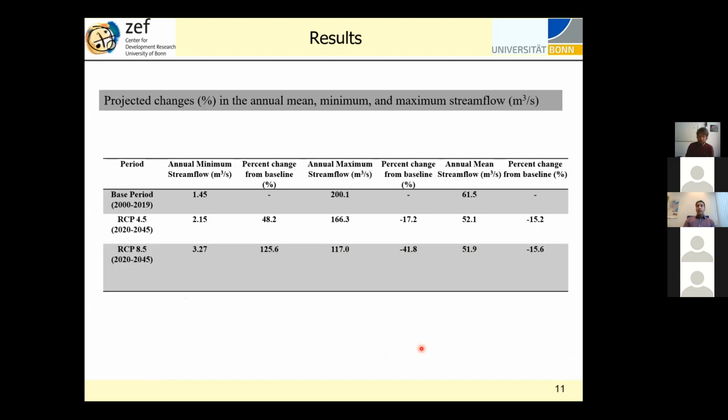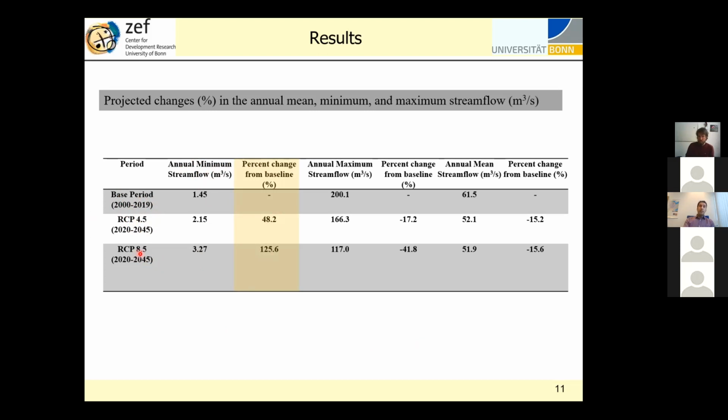Okay. The next thing is that we wanted to look at till 2045. What would be the annual changes that we should expect during this time, in the future scenario? Compared to the base period, under the RCP 4.5 scenario, around 48% increase was observed. For what? For annual minimum streamflow. So the annual minimum streamflow increased by 48% under this scenario and around 125% under RCP 8.5.